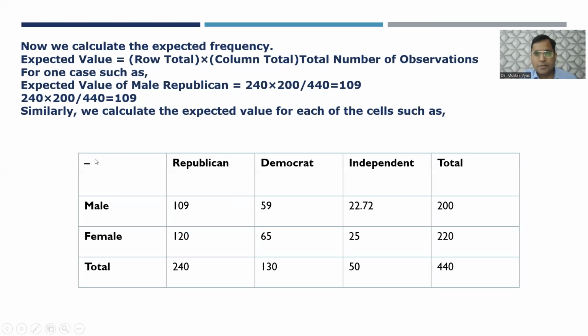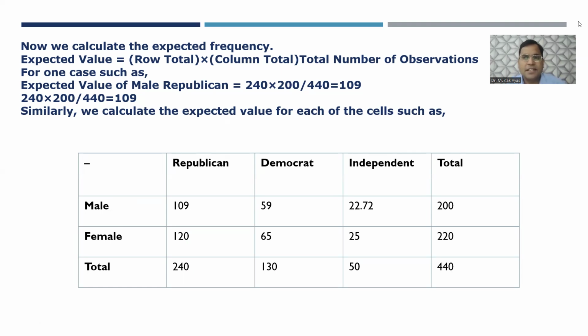Now we come to the solution. This is the observed value. To calculate expected value, we have to use a formula. Expected value is equal to row total into column total divided by total number of observations. By this, we have an expected value. So the row total, verticals are columns, horizontals are rows. So this way we can calculate expected values. So it is 109. Now we can calculate expected value of other cells.